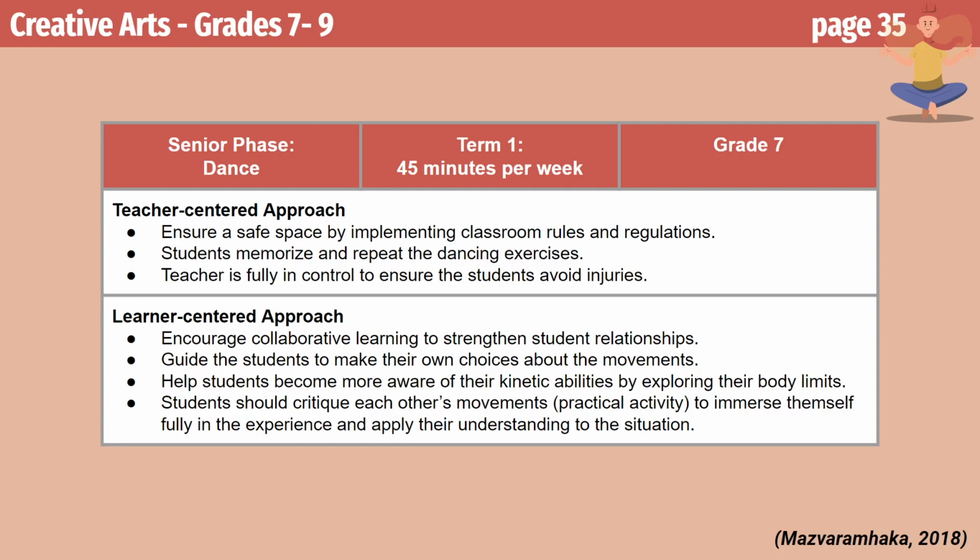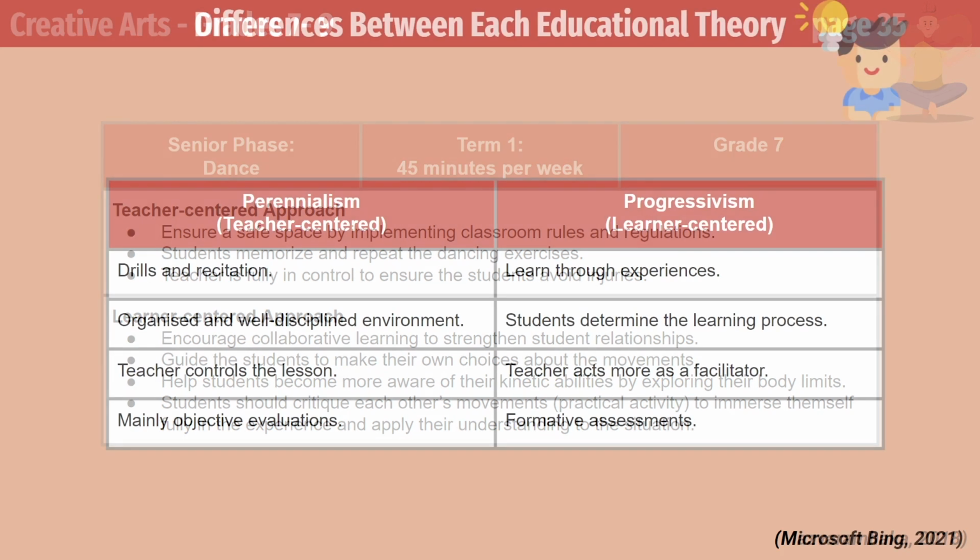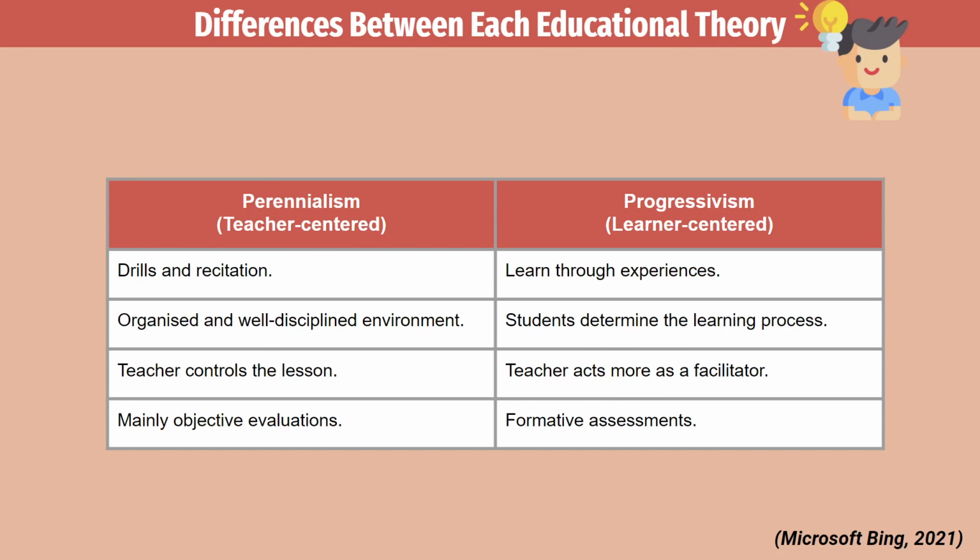Whereas the learner-centered approach encourages collaborative learning, it guides the students to make their own choices, it helps the students become aware of their kinetic abilities, and the students are able to critique each other's work to apply their understanding. Here we will discuss the differences between perennialism and progressivism.